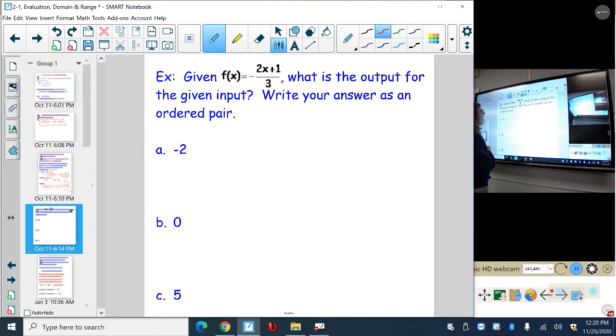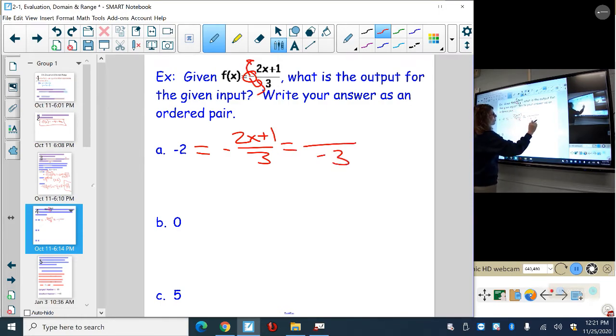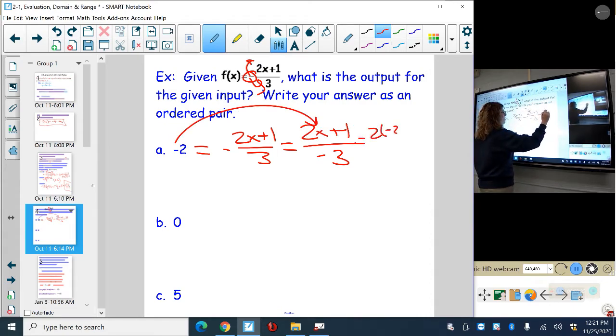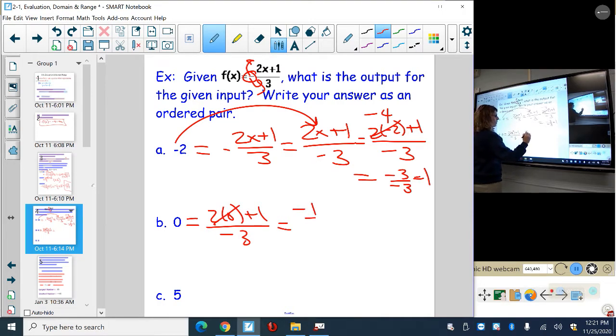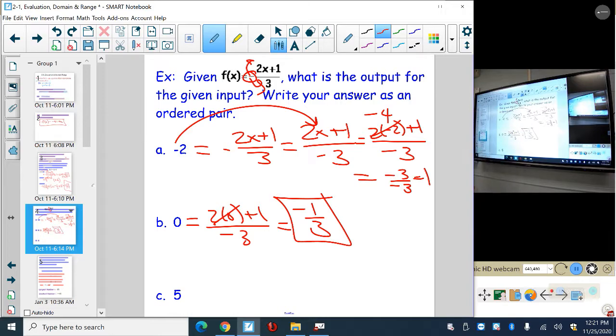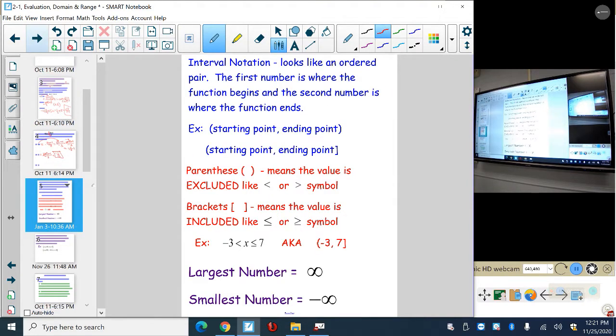What is the output for the given input? Simply plug in negative parenthesis 2x plus 1 over 3. The negative either goes to the top or the bottom. Always put it with the number in the bottom, and simply evaluate. 2 times negative 2 plus 1 over negative 3. That's a negative 4 to make me a negative 3 over negative 3, which is a 1. Okay? Same thing, 2 times 0 plus 1 over negative 3. That's going to give you a negative 1/3. Okay, we're going to skip the rest of that, and we're going to keep on going.